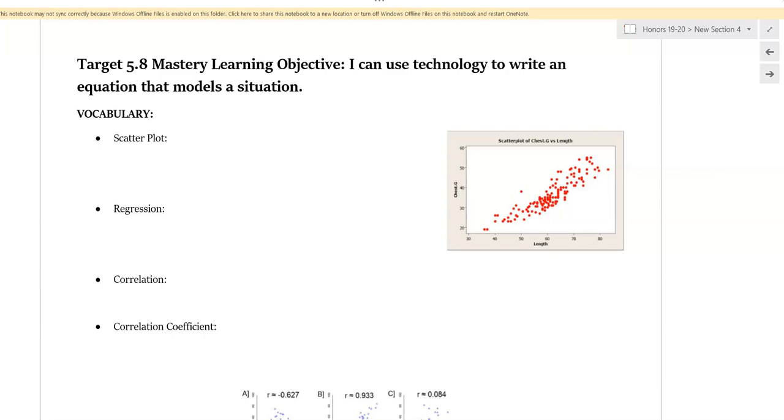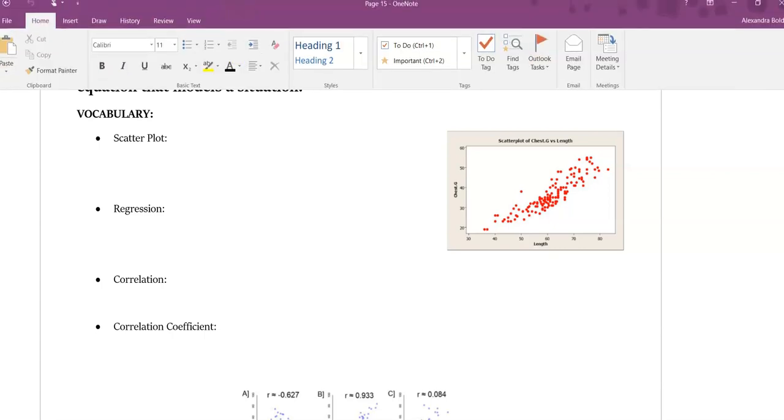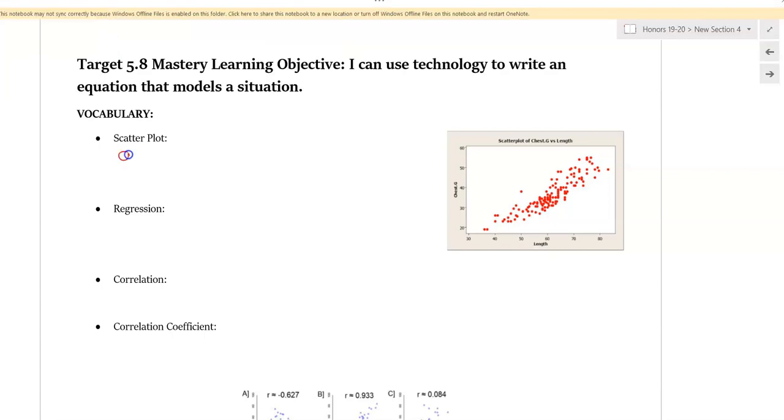A scatter plot is just a way to compare two correlating variables. And correlating just means we believe there's some sort of connection between them. So for example here, this is chest girth versus length. I don't know what this is, maybe like a dog. So how wide their chest is versus how long the dog is.